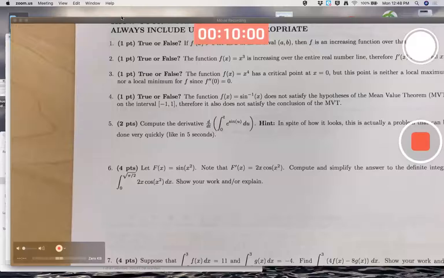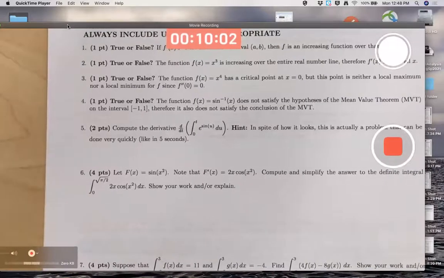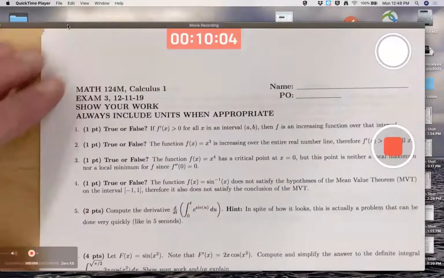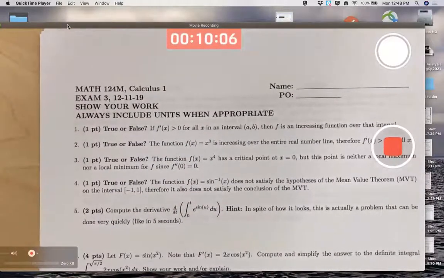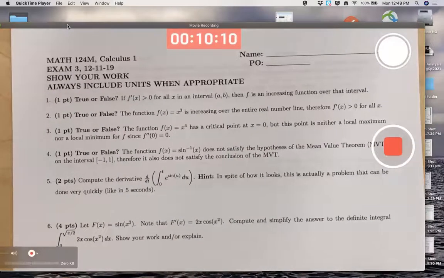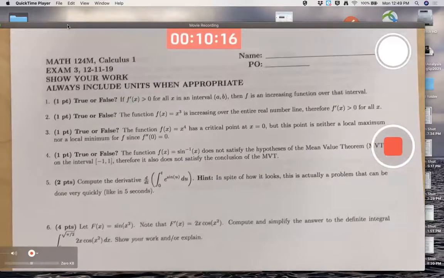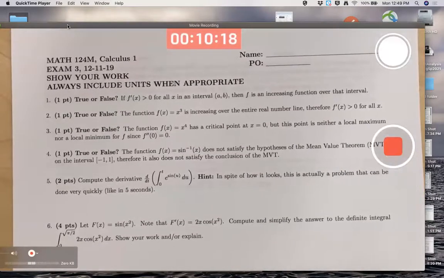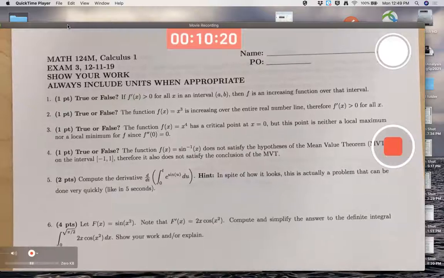All right, so let's spend the majority of our time today going through this exam from fall 2019, exam 3. Help you prep for your exam 3 on Wednesday. I'm going to skip the true false. You can certainly discuss those with each other. They are things that you should know from facts about derivatives and the mean value theorem, for example.